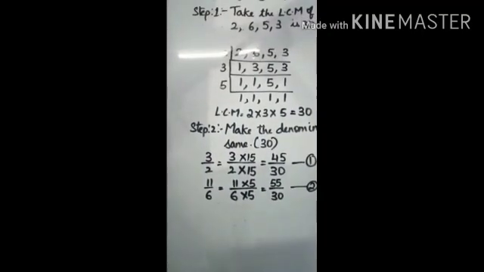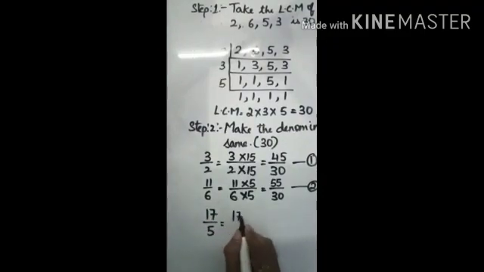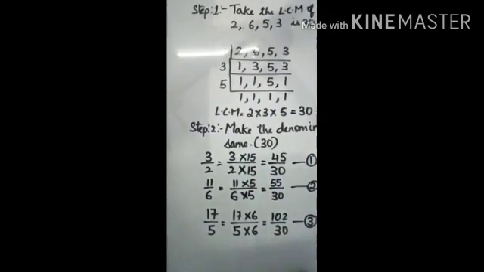Now we go to the third fraction. That is 17 by 5. Now what should I multiply 5 with so that I get 30 in the denominator? 5 into 6. 17 into 6. 5 sixes are 30. 17 sixes are 102. This is my third fraction.